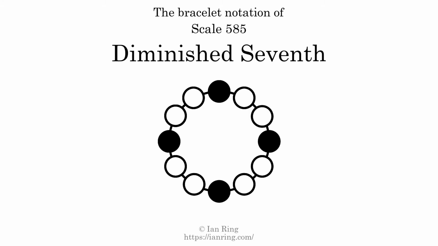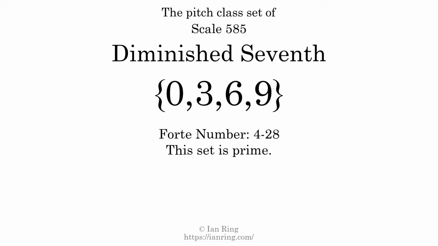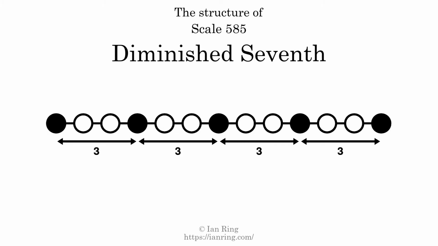This is a bracelet notation diagram of scale 585. The shaded circles represent tones that appear in the scale, and they are read clockwise, starting at the top. The pitch class set for this scale is 0, 3, 6, 9. The Fort class is 428. This set is prime. The structure of a scale is a description of the interval distance between each successive tone. This scale has a structure of 3-3-3-3.